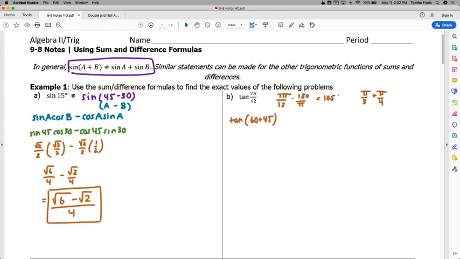So we're expanding the tangent of A plus B here. So that looks like this. That becomes tan A plus tan B over 1 minus tan A times the tangent of B.